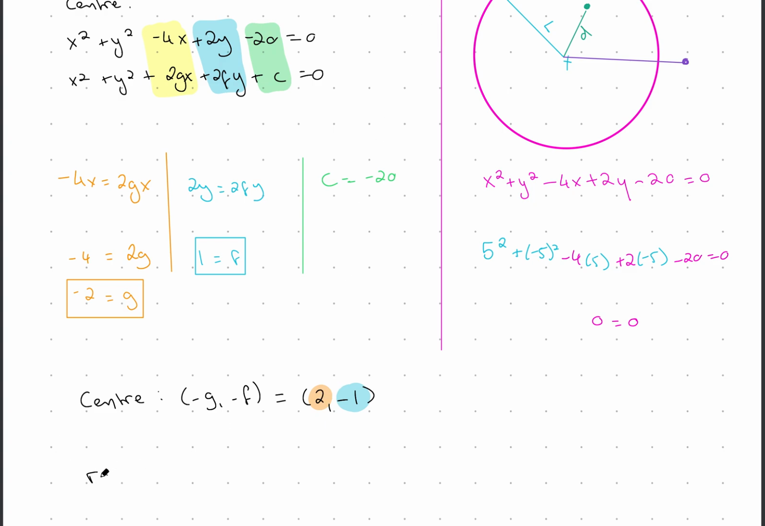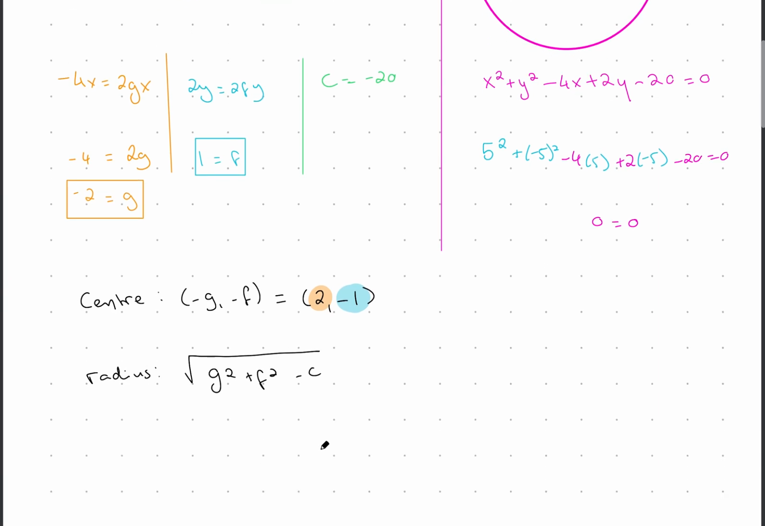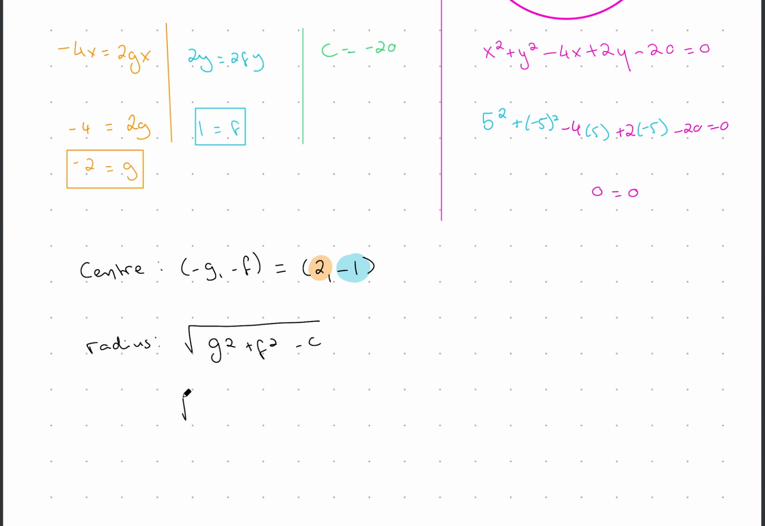Now the radius, that is given by a formula. Because this is the second general equation of the circle, we are now talking about the radius as the square root of g squared plus f squared minus c. That's going to be g squared, which was minus 2 squared, plus f squared, which was minus 1 squared, minus c, which is going to be minus 20. I'm filling that all into the equation here, which is given in your log table, so you don't need to learn it off. We do just need to know how to read it and how to use it.